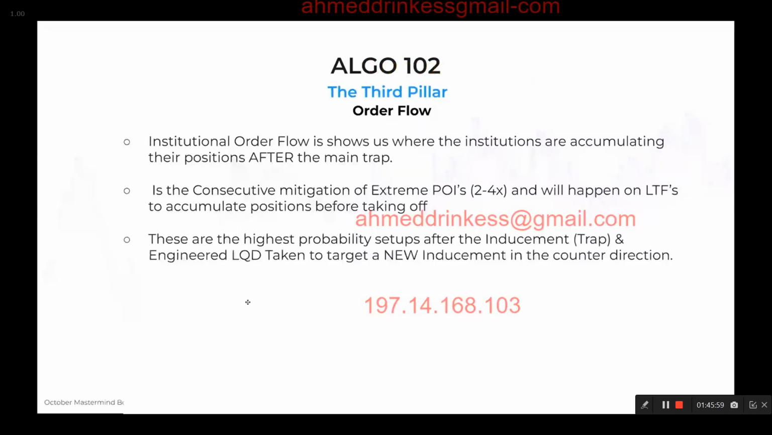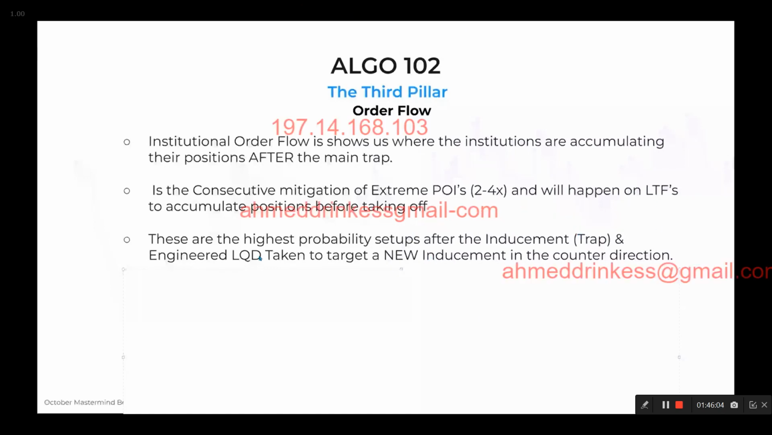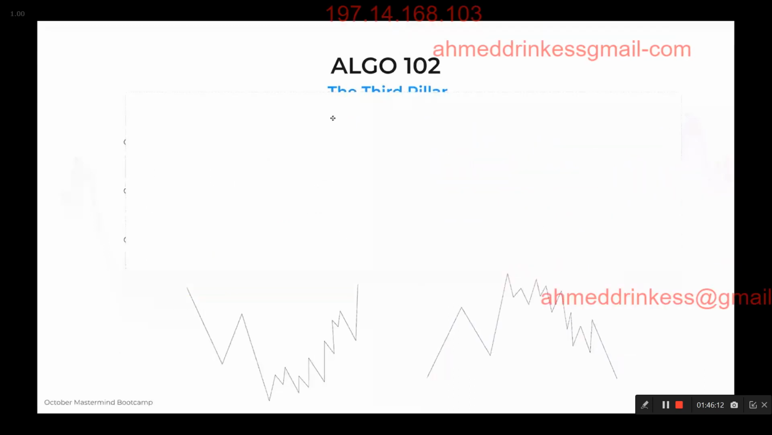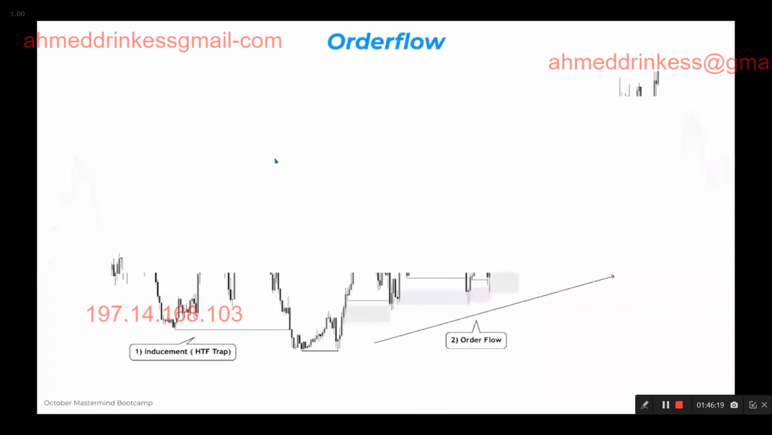Okay. These are the highest probability setups after the inducement and the trap and engineered liquidity taken to target a new inducement in the counter direction. So let's actually view this. These are diagrams which you guys have the opportunity to receive after the boot camp.